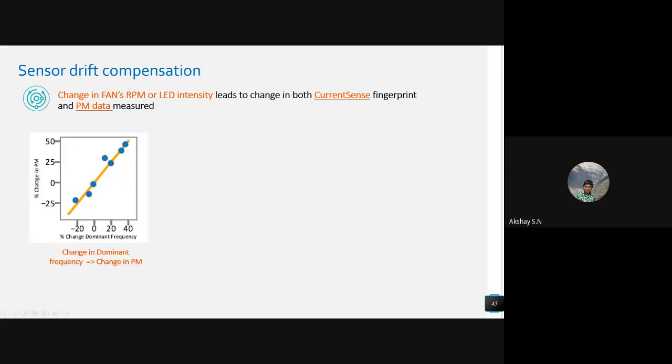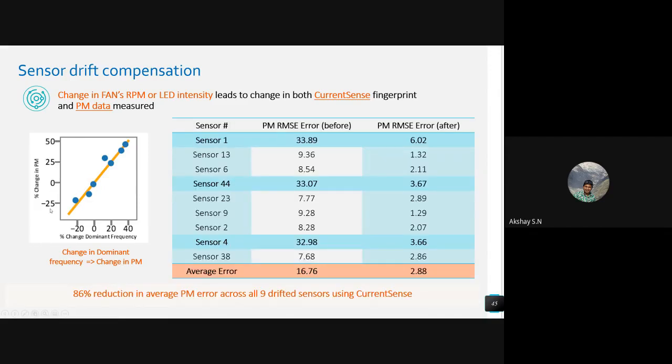So in other words, here is a simple graph where the x-axis is the change in current consumption, on the dominant frequency, and the y-axis is the change in PM data. If there is no change in any of the components, then your PM data should be the same. However, if your current consumption decreases by 20% here, then your pollution data also decreases by 25%. So there is a clear correlation that if my current consumption increases, my PM data, which is pollution data, also increases. If the current consumption decreases, the pollution data also decreases.